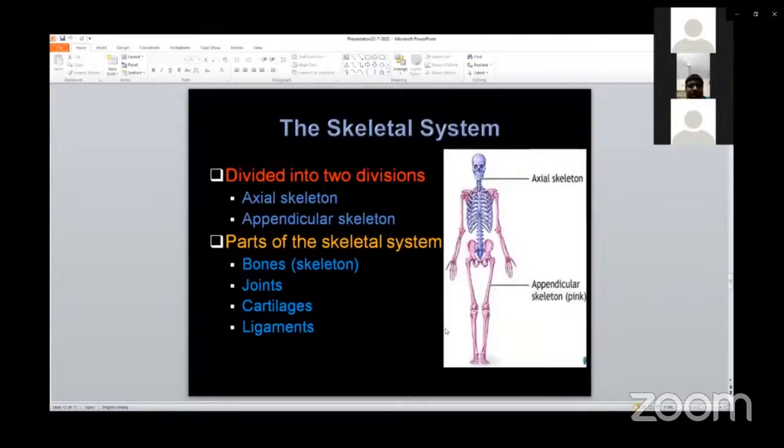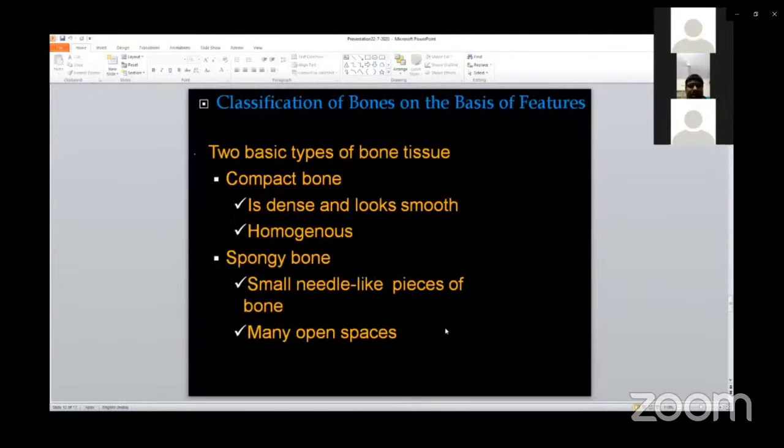Next one is classification of bones on the basis of features. Here you can see there are 2 basic types of bone tissue on the basis of features. The first one is compact bone. It appears dense, smooth and homogeneous. The next type is spongy bone, which appears as small needle-like pieces of bone. It has many open spaces.